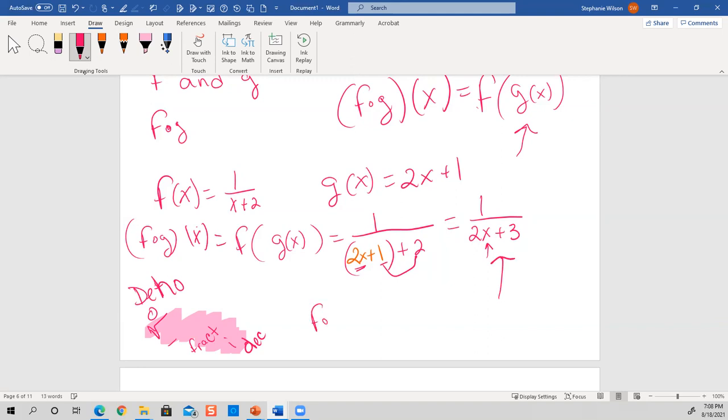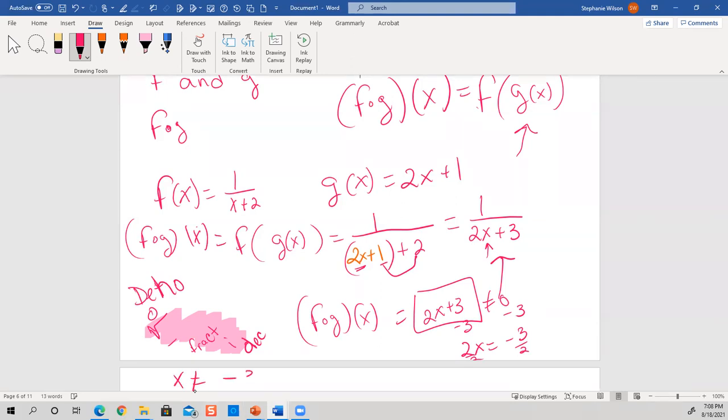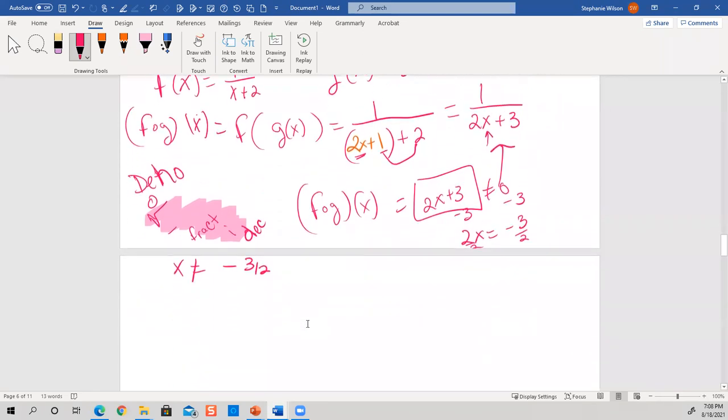Well, we're going to take this f of g of x, and we're going to take the denominator, which is 2x plus 3. We're going to set it not equal to 0, and we're going to solve. And when I do that, I have to subtract 3 from both sides. Now I got 2x equals -3, divide by 2, divide by 2. Now what do I know? I know that x cannot equal -3/2, because if it does, that goes to 0. So my composition function, my new function, says my domain is going to be -infinity.